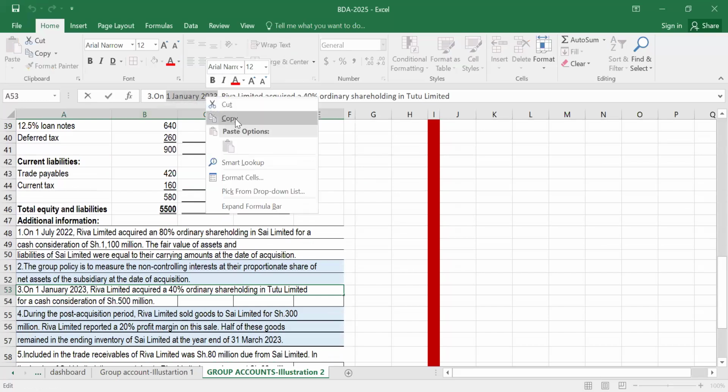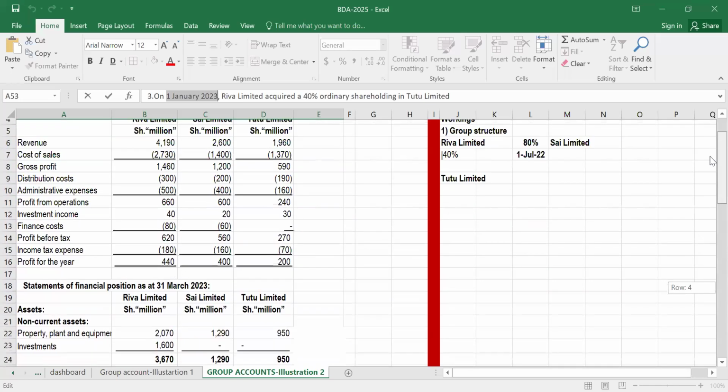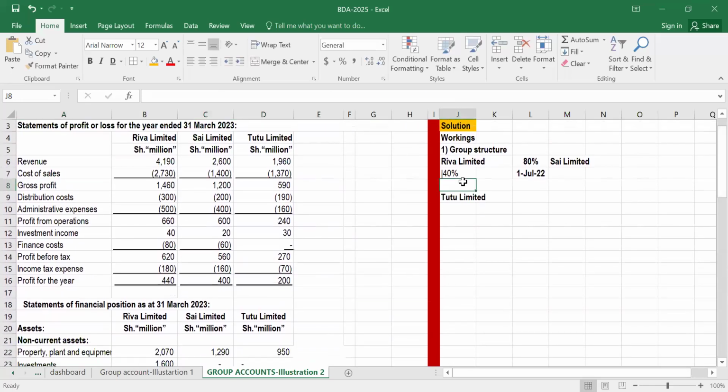So let's also copy this one and bring it here: 1st January 2023. That is when BV Limited acquired 40% shareholding in WW. So therefore, this is our group structure.